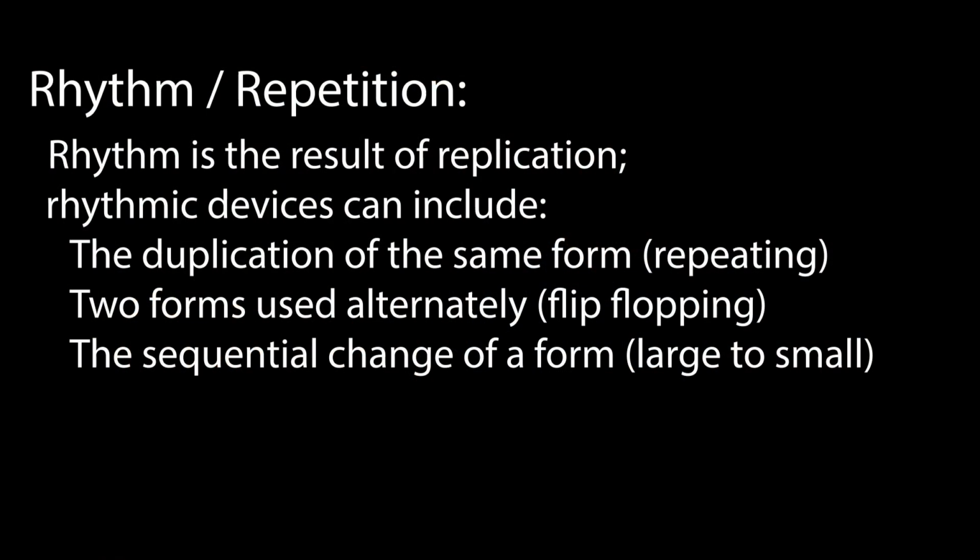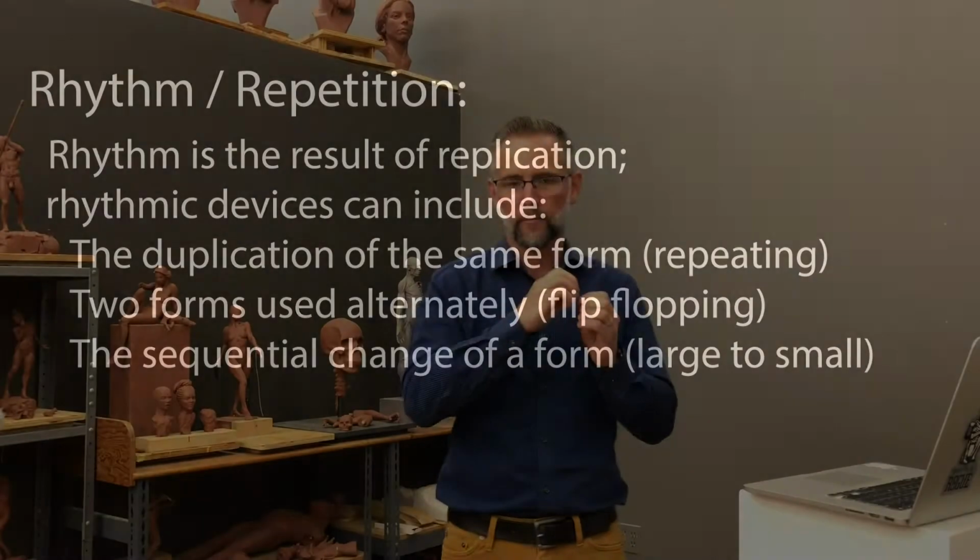Rhythm, or repetition. I'm going to talk about this again in context with variation coming up next. So rhythm is the result of replication. Rhythmic devices can include duplication of the same form, two forms used alternately, sort of flip-flopping back and forth, equal opposites, and the sequential change of form, so something kind of growing. So something would grow at a rhythmic rate.